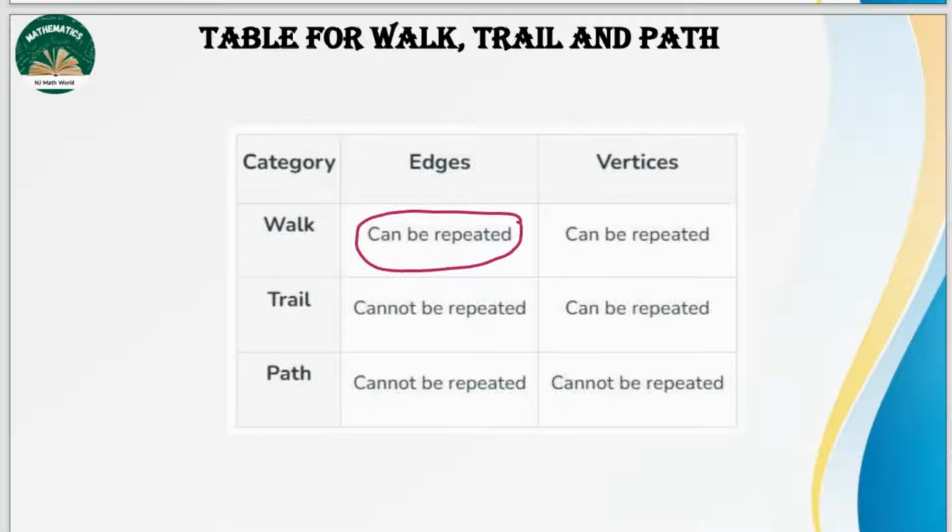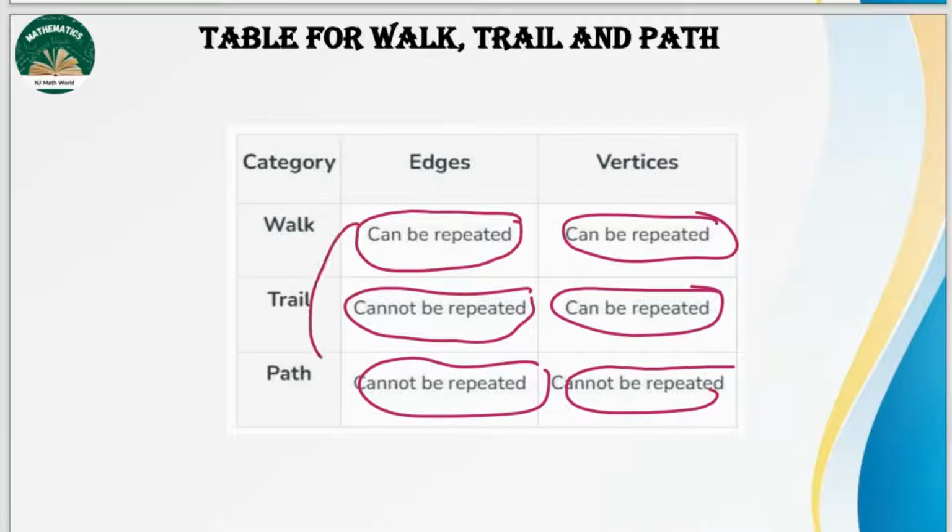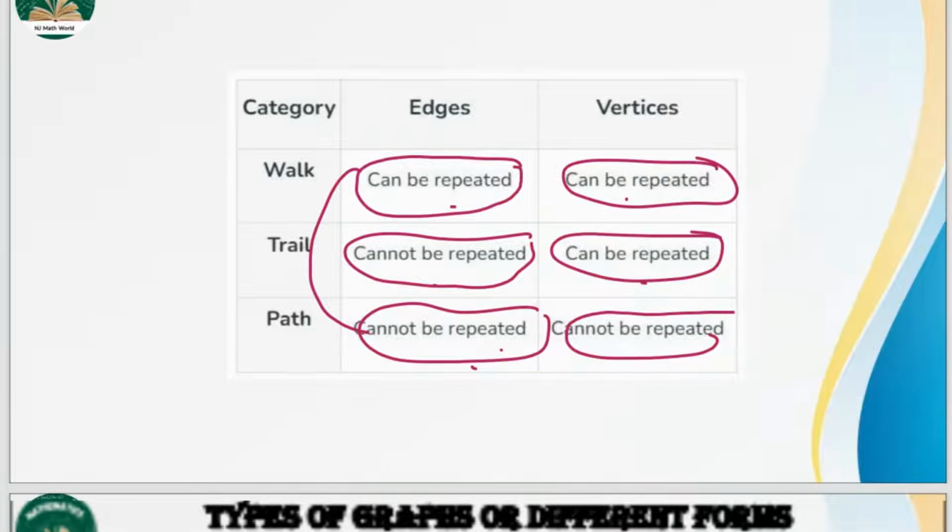Walk: edge can repeat, vertex can repeat. Then in trail, edge cannot repeat, vertex can repeat. Then in path, edge cannot repeat, vertex cannot repeat. You can see walk and path have the opposite conditions: here it can repeat, here it cannot repeat, and there both cannot repeat. These are the conditions for having a walk, trail, and path.